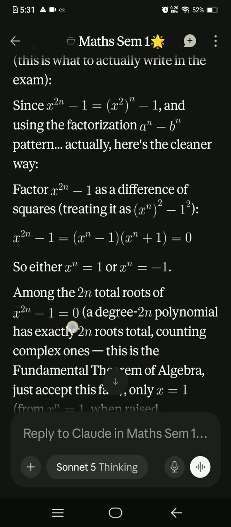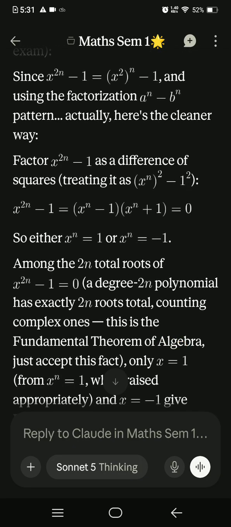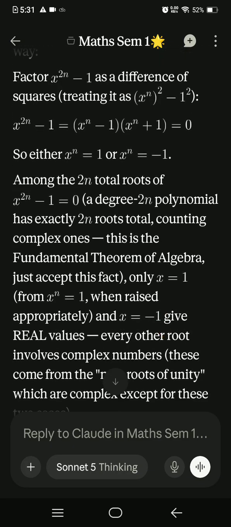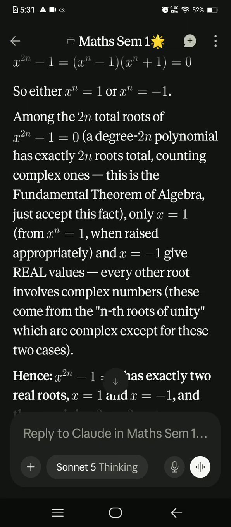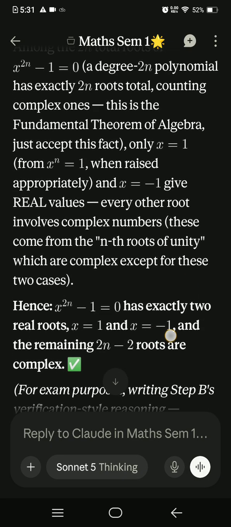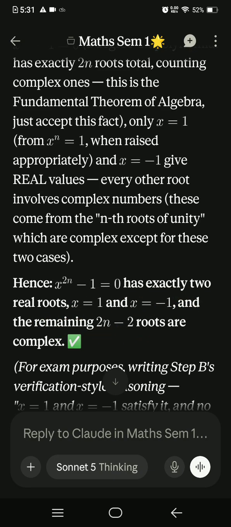A degree 2n polynomial has exactly 2n roots total, counting complex ones. This is the fundamental theorem of algebra. Just accept this fact. Only x equals 1 and x equals minus 1 give real values. Every other root involves complex numbers. These come from nth roots of unity, which are complex except for these two cases. Hence this equation has exactly 2 real roots, and the remaining 2n minus 2 roots are complex.